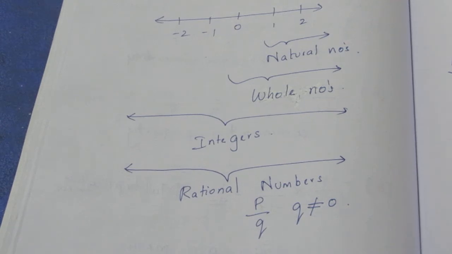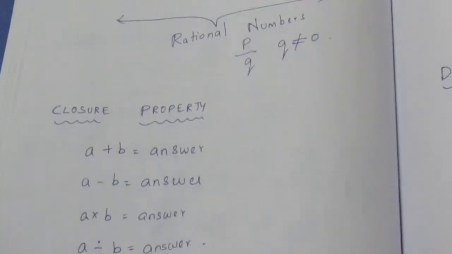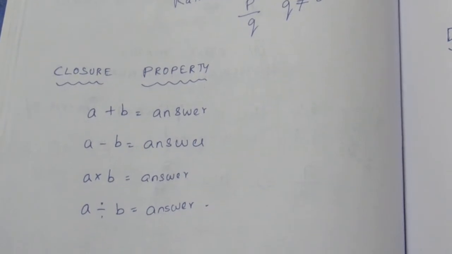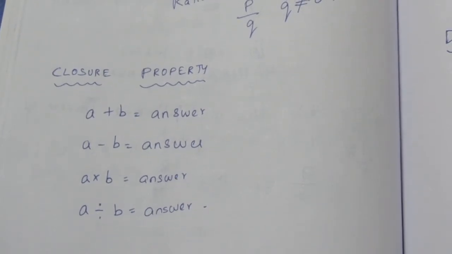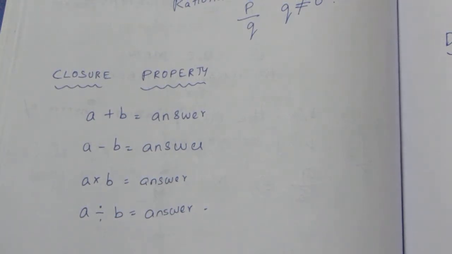Now we have many properties. Let me see the properties now. The first one is called the closure property. The closure property is close. Remember this word close. Close means finish. Everything is over. Closure means everything is over.